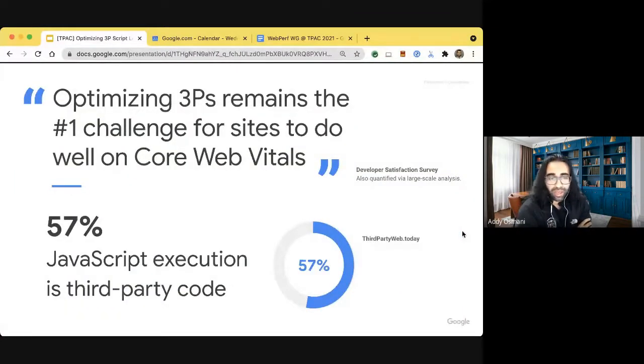Now, I wanted to call out, we have been doing quite a bit of research on the Chrome side into third parties for the last couple of quarters. And most studies that we've done, whether they are via developer surveys or via quantitative analysis, lab-based analysis and so on, have shown that optimizing third parties remains one of the top challenges for sites that want to do well on performance and want to do well on metrics like the Core Web Vitals. We've historically seen that every year, a large percentage of JavaScript execution across the web does tend to be third-party code. And there's a lot of general nuance to this problem space.